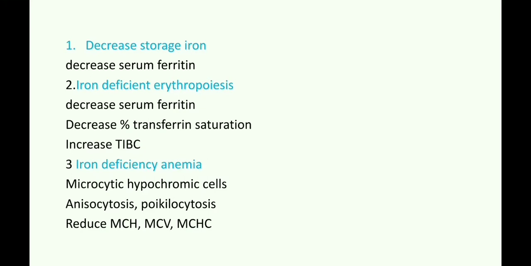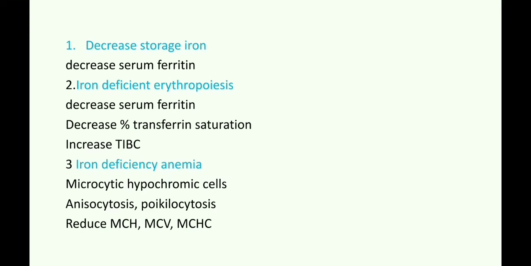Now let us see what are the stages of iron deficiency anemia. It can be given in 3 stages. In the first stage, the first thing which is going to get affected in iron deficiency anemia is that there is a decrease in the storage form of iron. That means there is a decrease in the serum ferritin, because we know that serum ferritin is actually an indicator of body iron stores. So at this time, when you check for Prussian blue staining, you get it is negative.